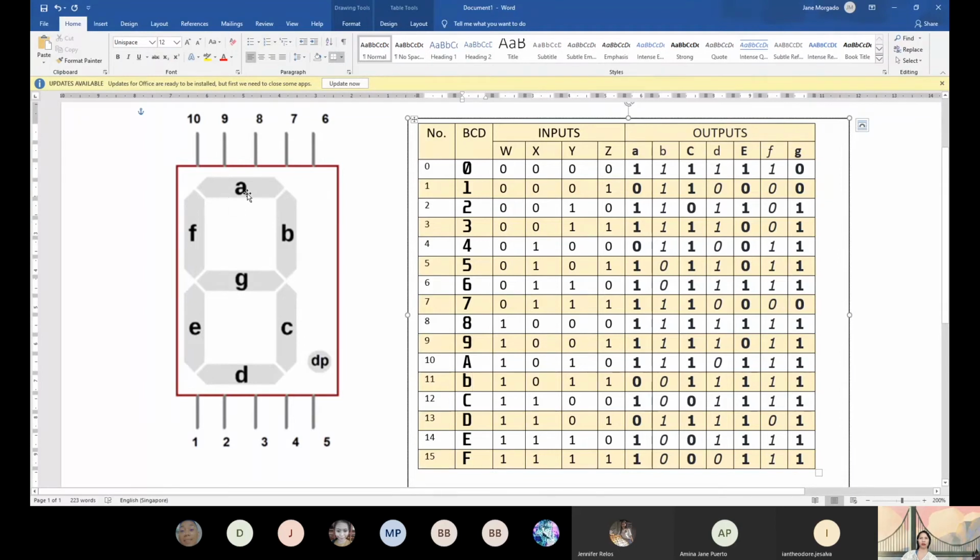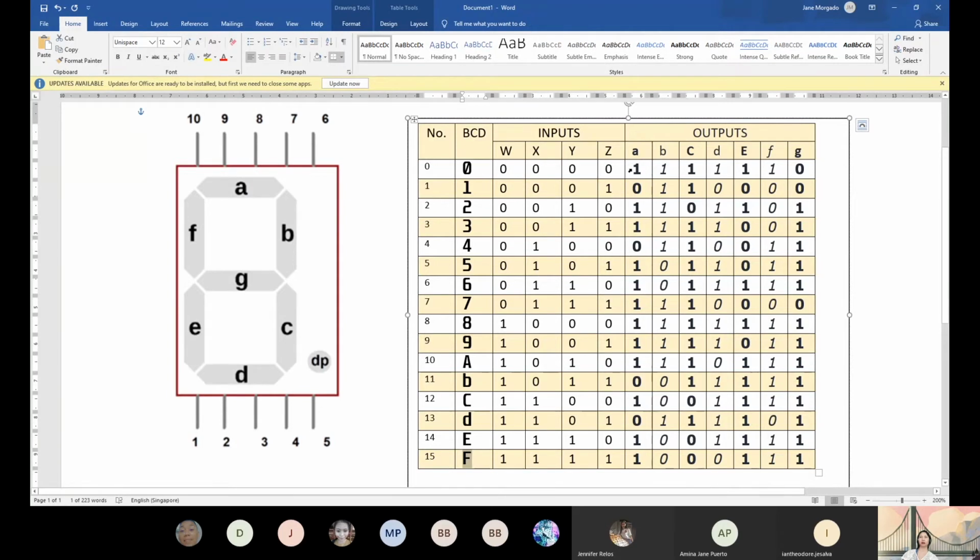And for C, we have A, F, E, D. And then for D, it has to be small d also to differentiate it from 0. So we have B, C, D, E, G. And for E, A, F, G, E, D. And then F is A, F, G, E.